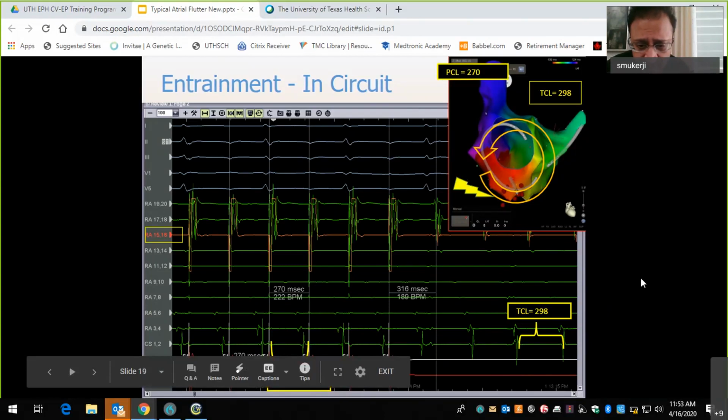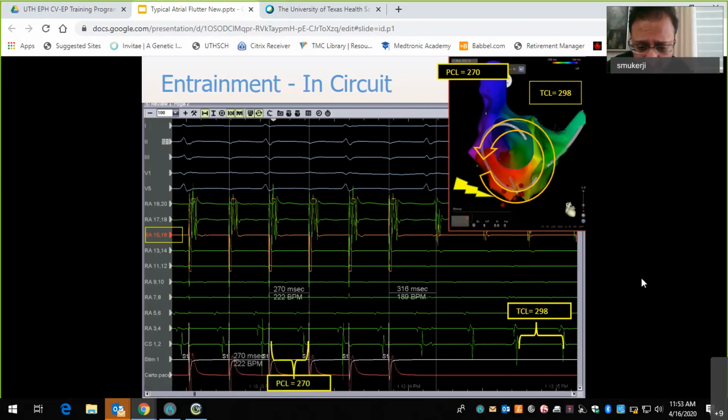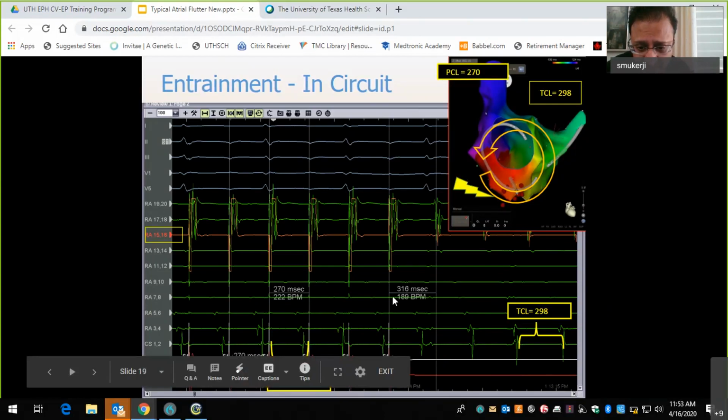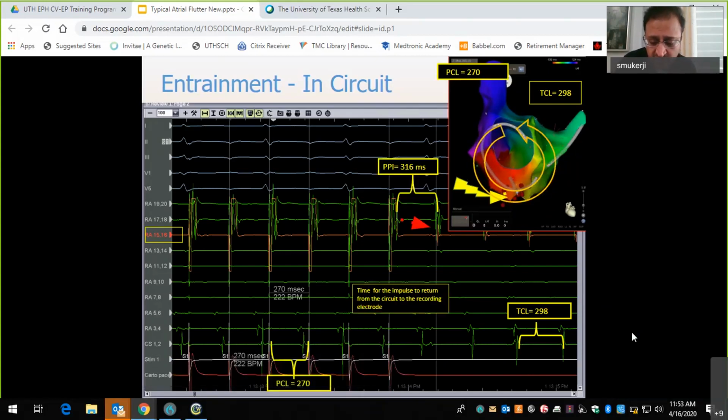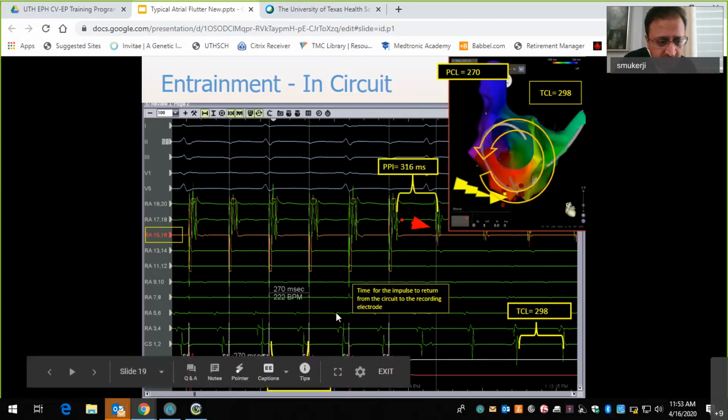And over here, as you can see, the last beat has been entrained, and the PPI minus the tachycardia cycle length is what we're looking for. From the last entrained beat, it's been measured for us. So if you do the math, the 316 minus the 298 is less than 30 milliseconds. So let's go back.